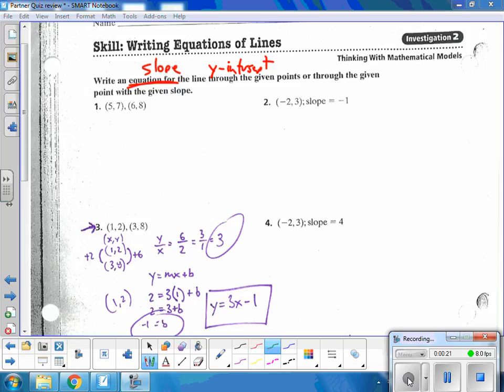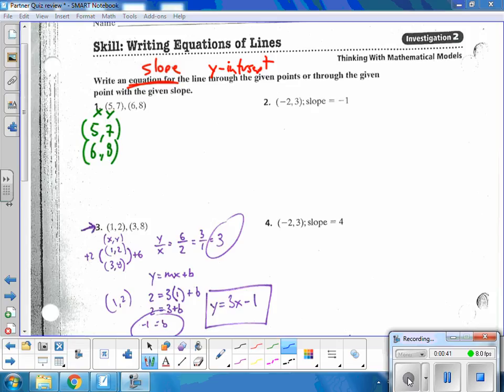All right, let's go ahead and look at number one. And I'm going to talk through these different steps here. So for number one, I'm given 2 points. And so the first thing I'm going to do is find the slope. And I do this by stacking my 2 points. So I have 5, 7, and I have 6, 8. I'm going to put an x y above it just to keep track of it.